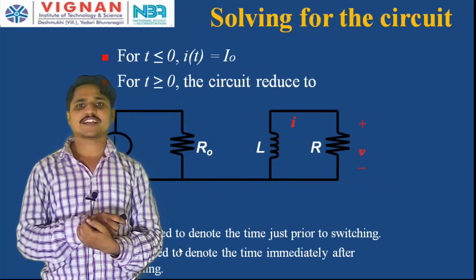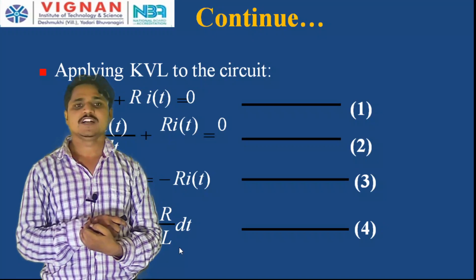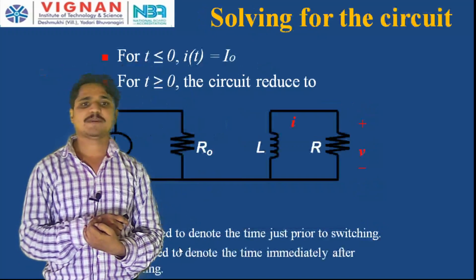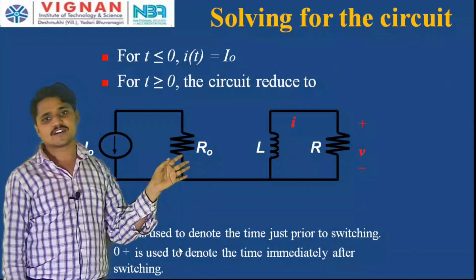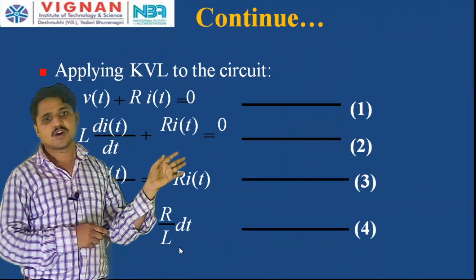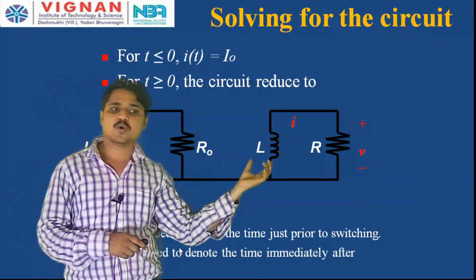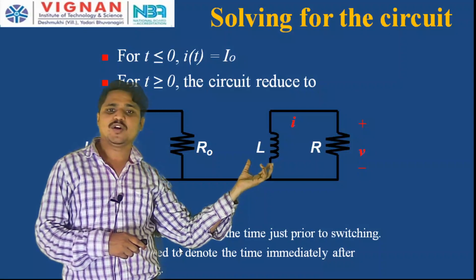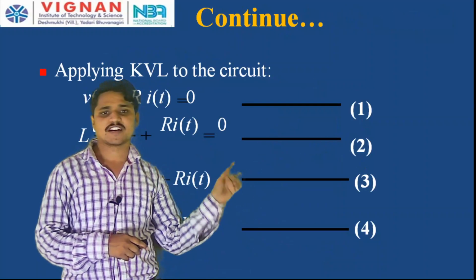Now, to find the response, we have to apply Kirchhoff's law. So, v of t plus R into i of t. Now, apply Kirchhoff's voltage law in this loop. What is the voltage across the inductor? L into di by dt plus R into i. So, this is the second equation.